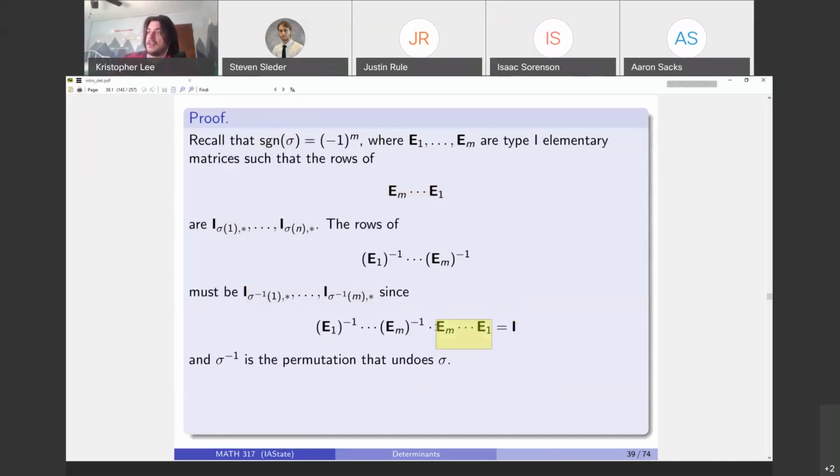So here we did a bunch of type 1 row operations, and remember the inverse of a type 1 row operation is another type 1 row operation. So this takes the identity and scrambles it into the matrix whose rows are these, and applying these type 1 row operations gets us back to the identity. That means these must be those rows. These are the ones that undo sigma. That's its inverse.